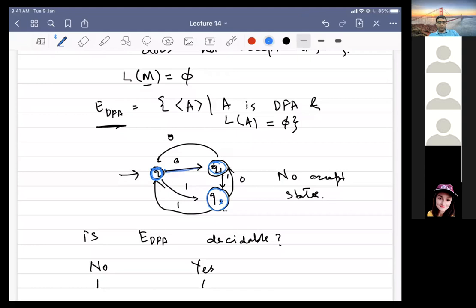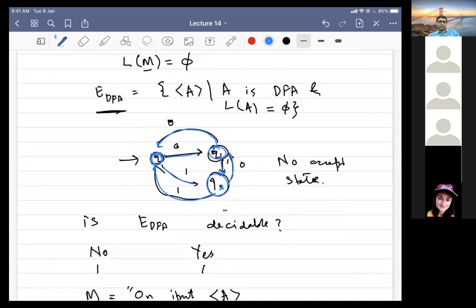So we moved along this arrow, we moved along this arrow. Now we can move along this arrow, but this state is already marked. We move along this arrow, but this state is already marked. Now there are no more arrows and no more states to mark. Once we finish this process, we check which states have been marked. If we find any accept state marked in this process, we reject. If no accept state is marked, then accept. Otherwise, reject.